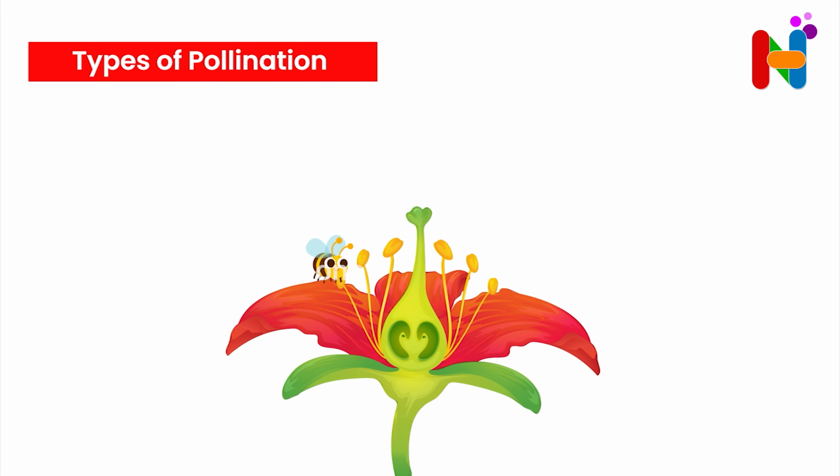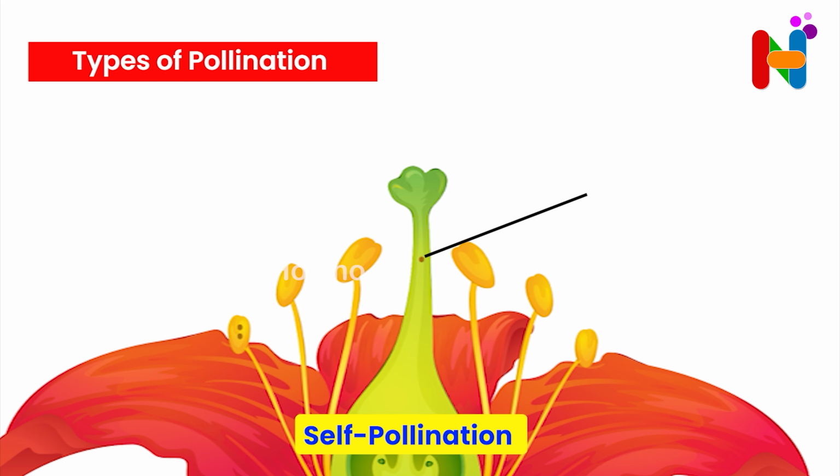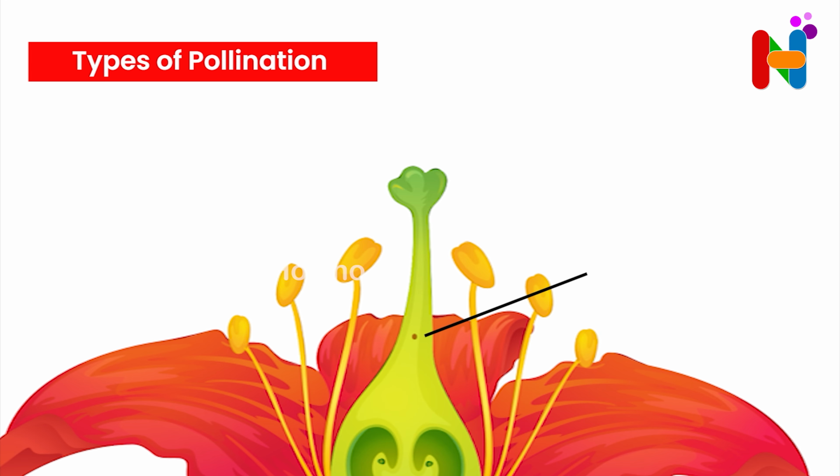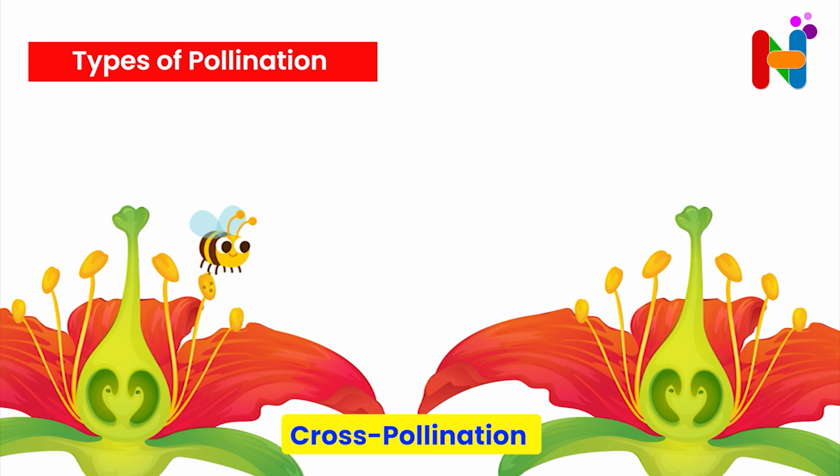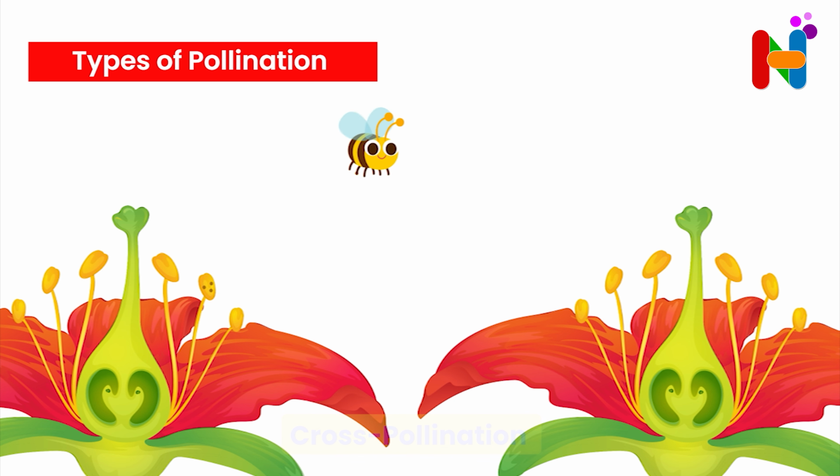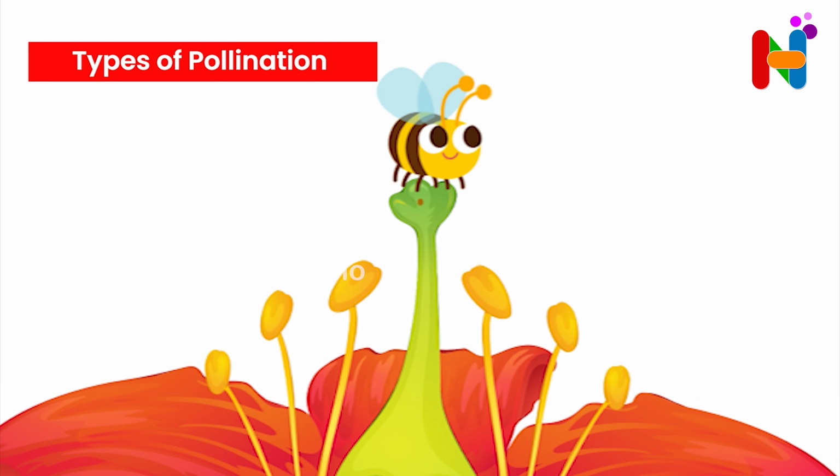Types of pollination. There are two types of pollination. Self-pollination, where pollen goes to the pistil of the same flower, like a pea. Cross-pollination, where pollen goes to a different flower, like a sunflower.